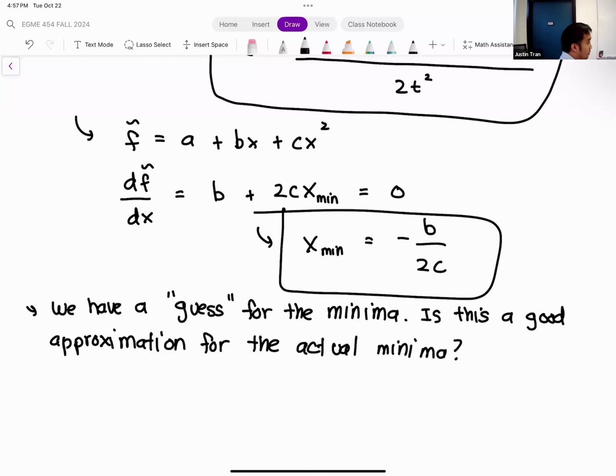All right, so we can check this, of course. And so we're going to check to see if this is true. The way we're going to check this is that we're going to compare the value of our original objective function and our surrogate function at this value of x.